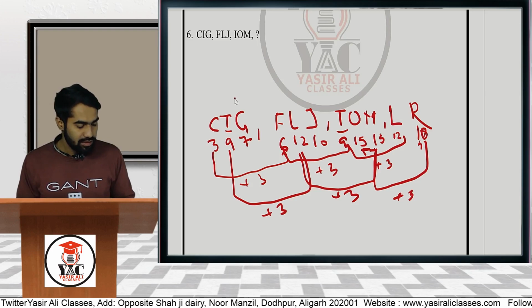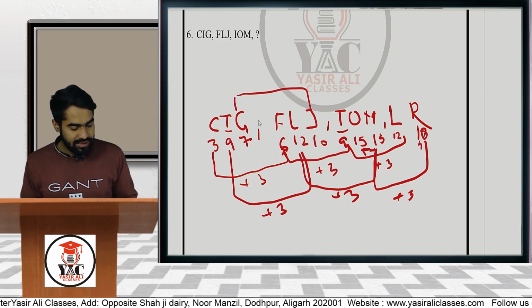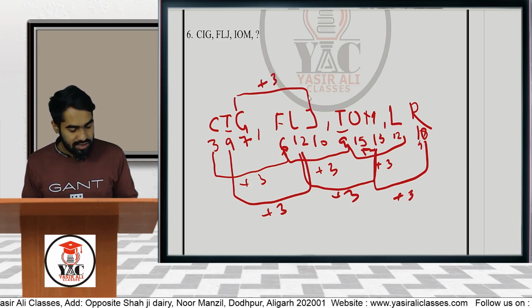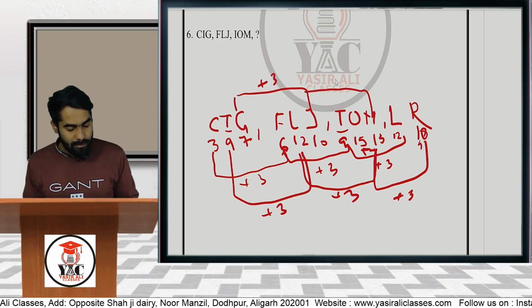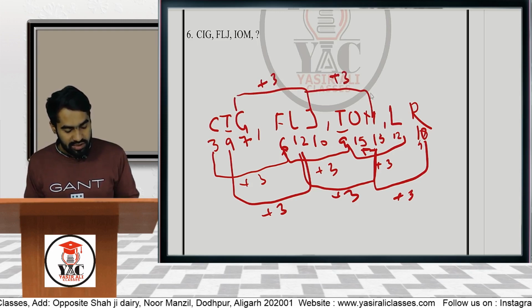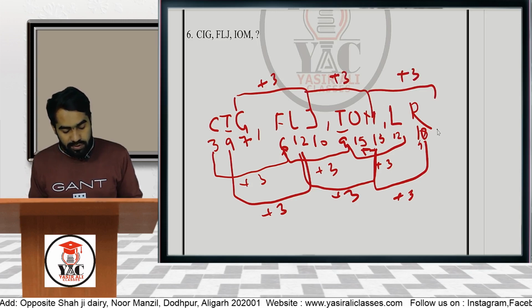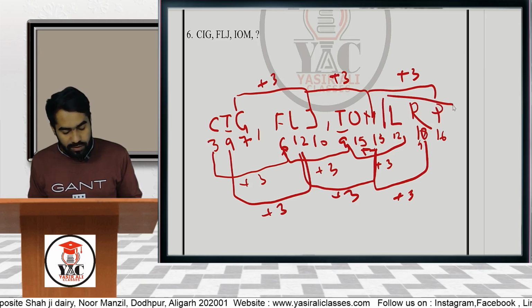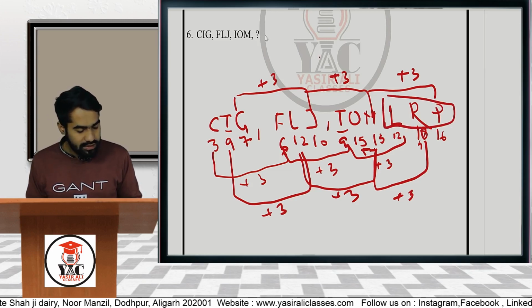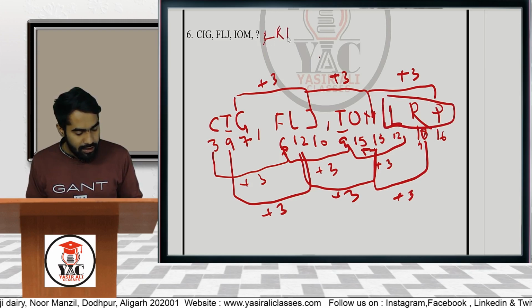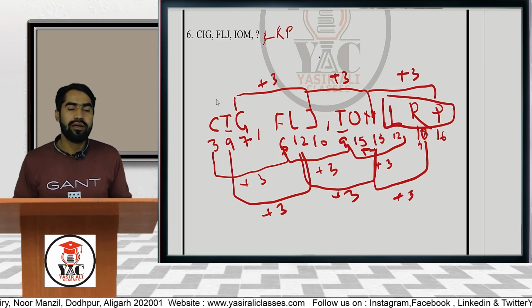Last one, G to J, 7 to 10, again if you see plus 3. J to M, 10 to 13, again plus 3, and next should be again plus 3. M plus 3 should be 16. What comes on 16? That is P. So our answer should be LRP. So what is the next here? Here next is going to be LR and P. LRP is the right answer.